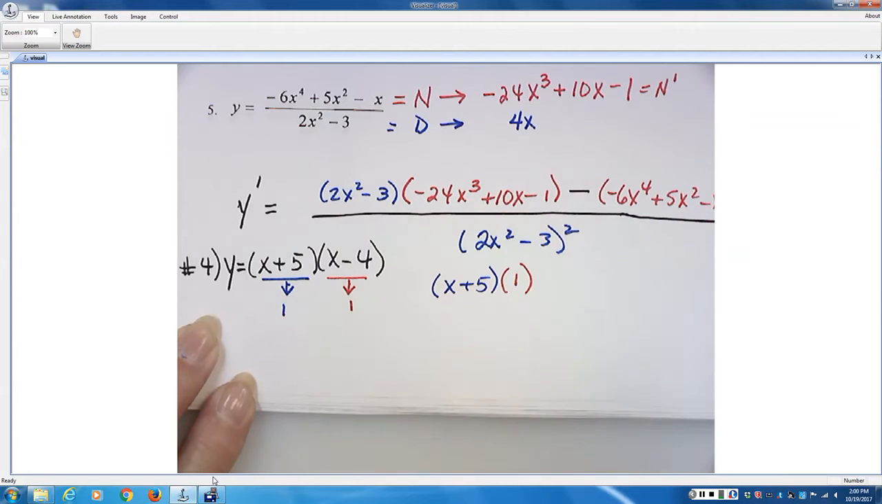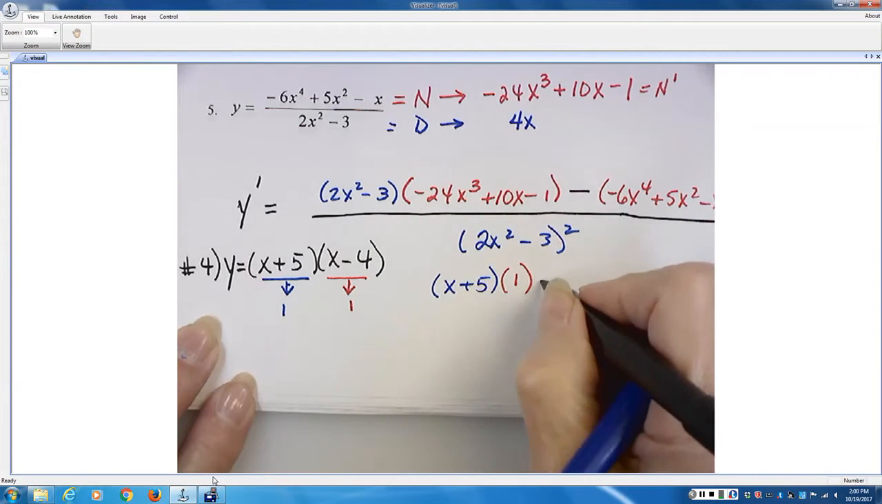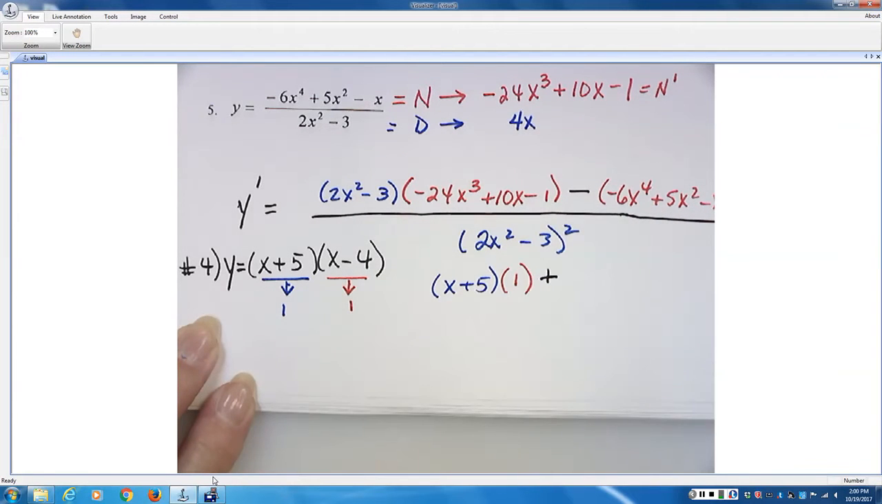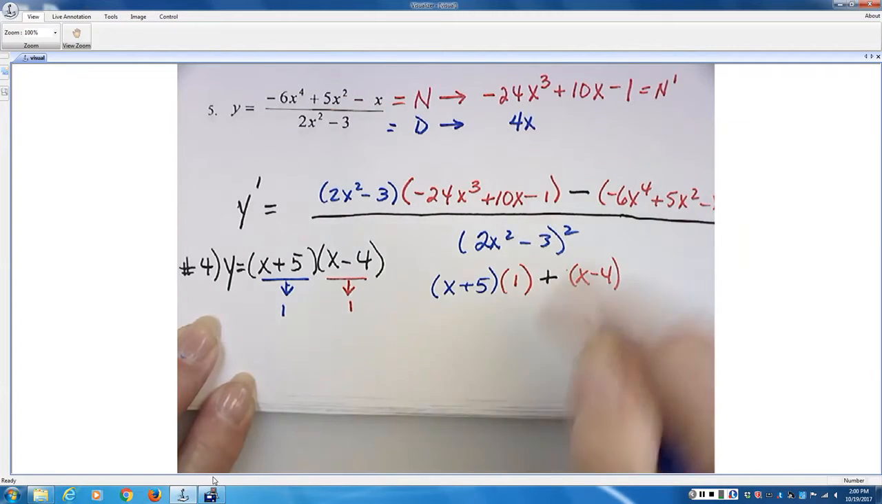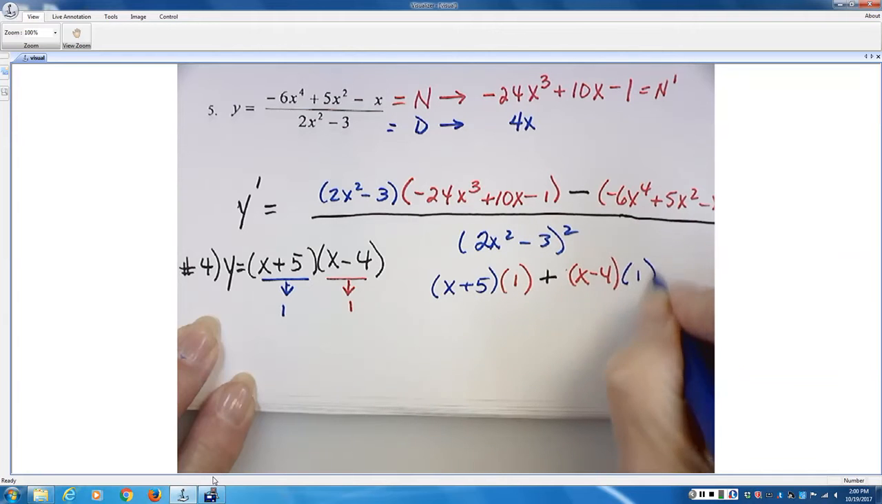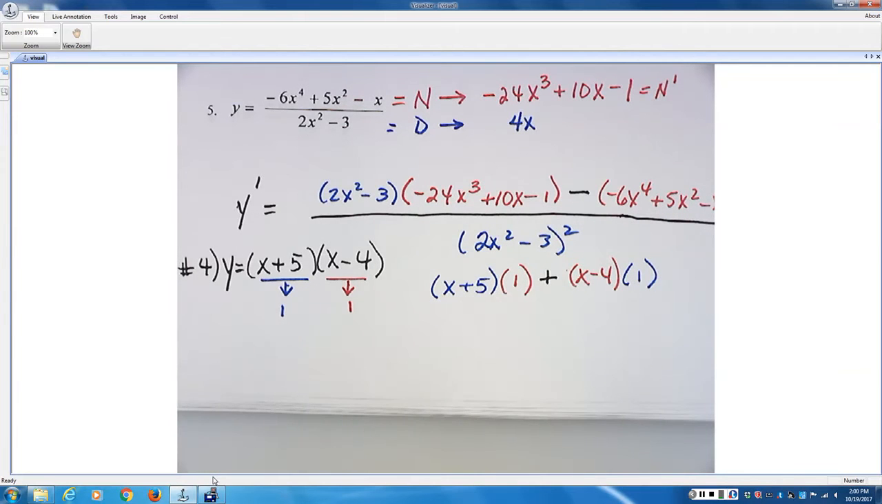times 1, and your product rule is plus. And then your second factor is x minus 4 times the derivative of your first factor is 1, and you're done. So really in this case, the derivative of the product is the sum of the two factors. That's because the derivative of each factor was just 1. Okay?